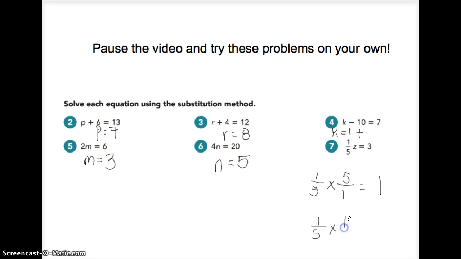1/5 times 15, and we know the denominator is going to be 1, and that equals 15, because 1 times 15 is 15. 5 times 1 is 5. We can divide. 15 divided by 5 is 3, and that is true. So z equals 15. If you need to re-watch this section, please make sure you do. Here's the next slide.